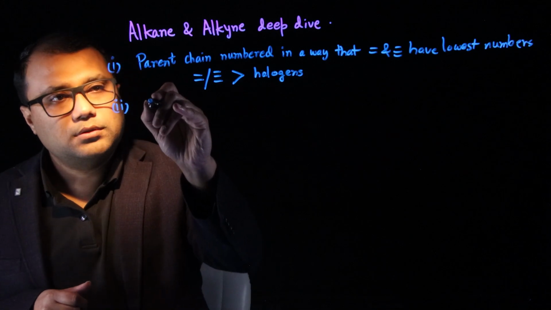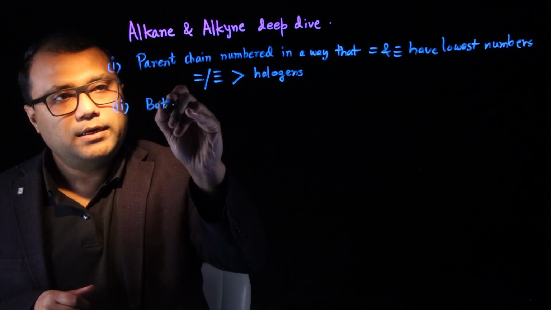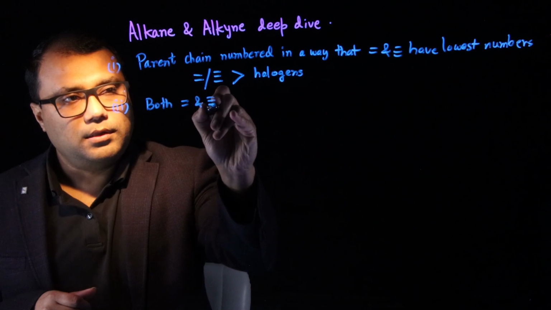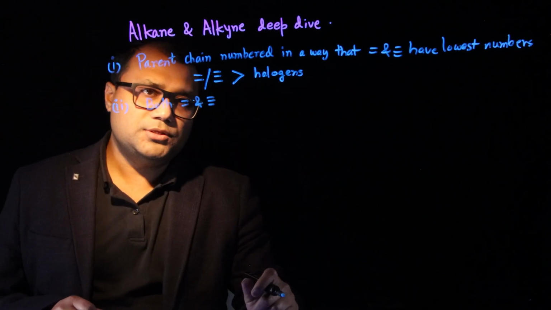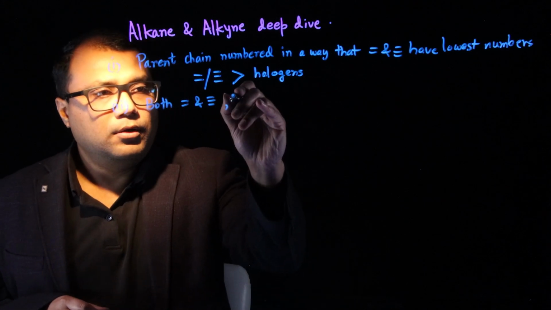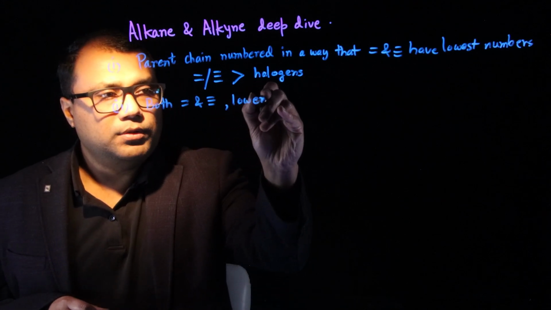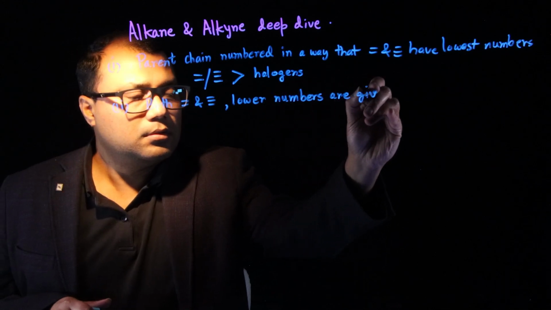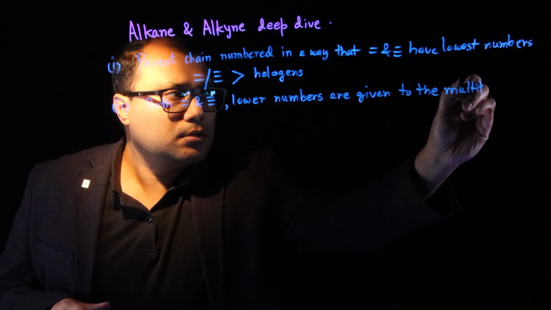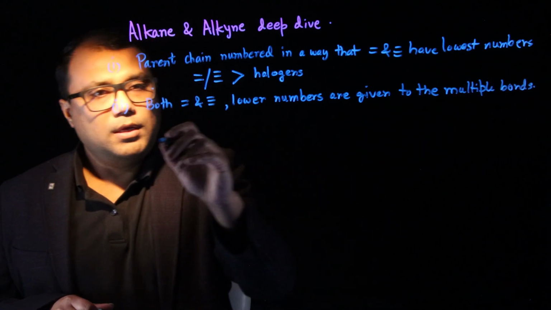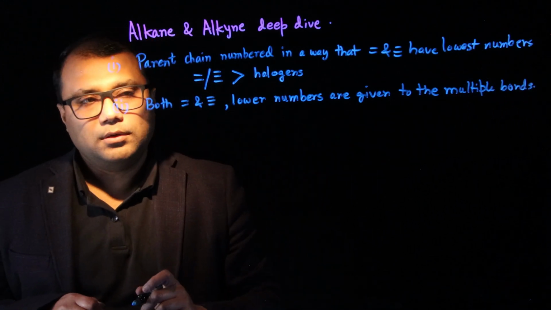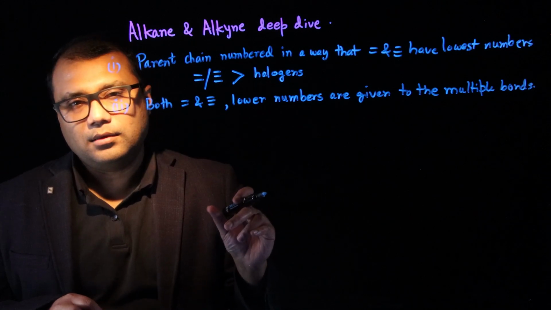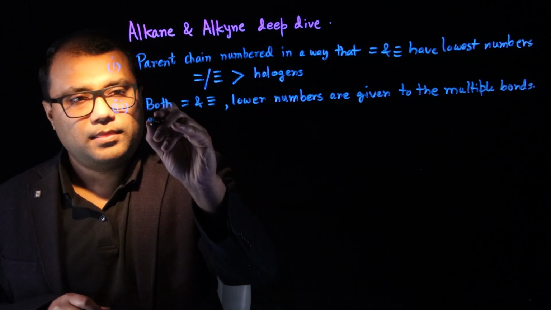Okay, rule number two, if both double and triple bonds are present in the same base structure, lower numbers are given to the multiple bonds. Even though sometimes we might end up with a lower number for yne than ene.